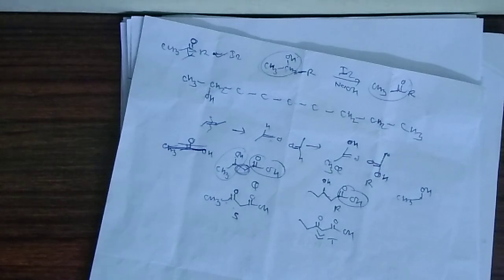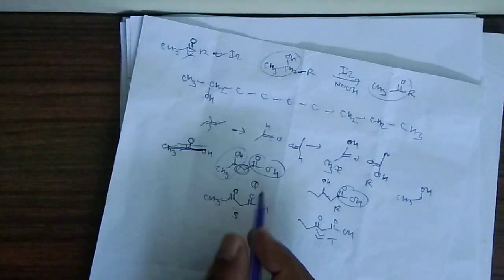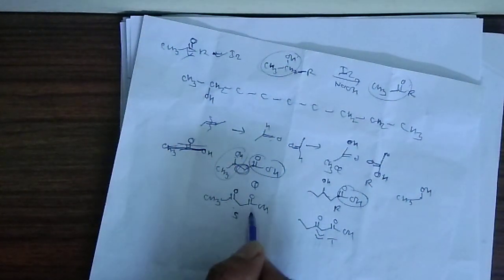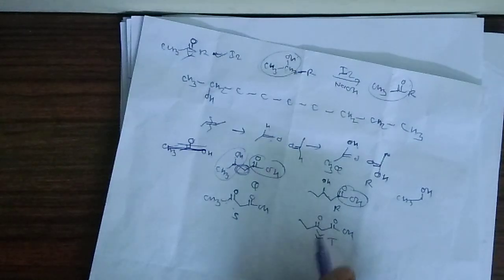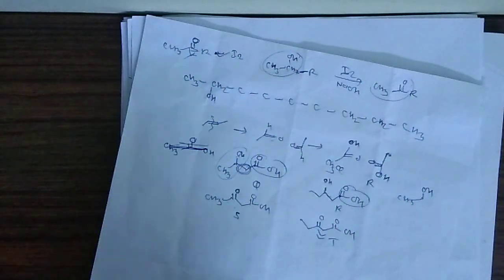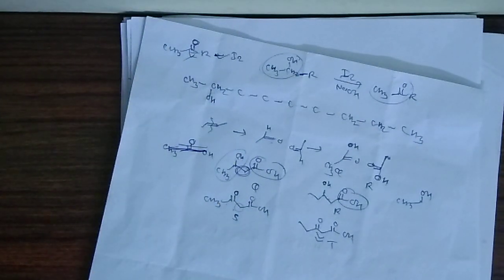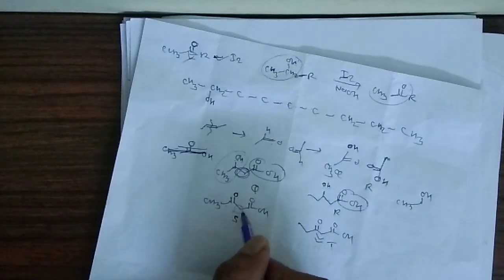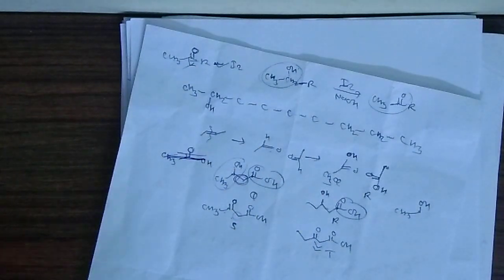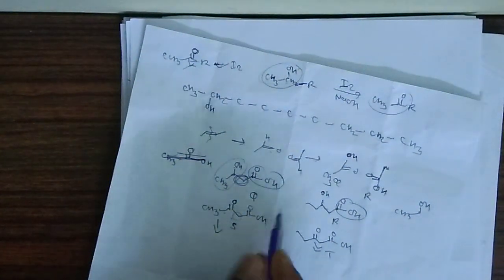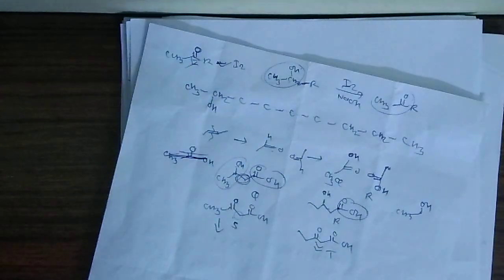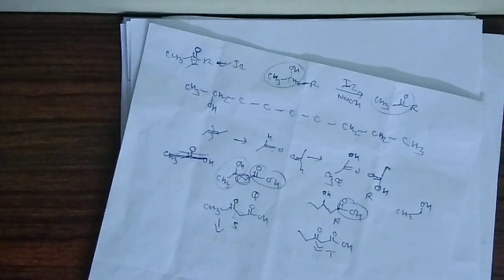Then what should be there? If you read carefully, heating is there. It is a beta keto carboxylic acid. This is also, suppose, a beta keto carboxylic acid. Suppose, we are not confirmed how many CH2 groups are in between the beta ketone and carboxylic group. So after heating, decarboxylation should be there, only when a beta ketone group is there.